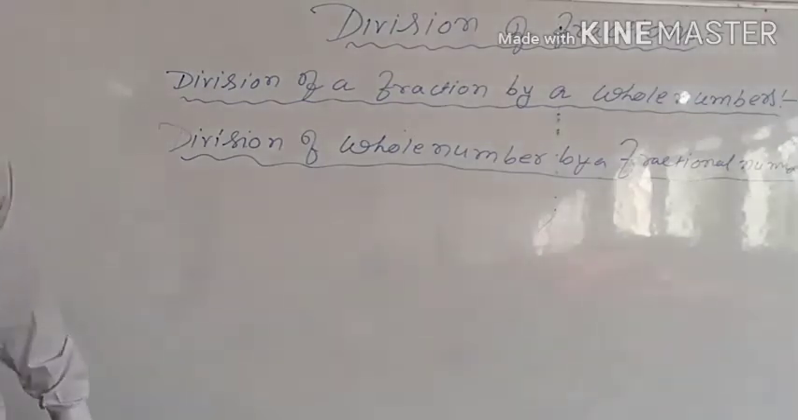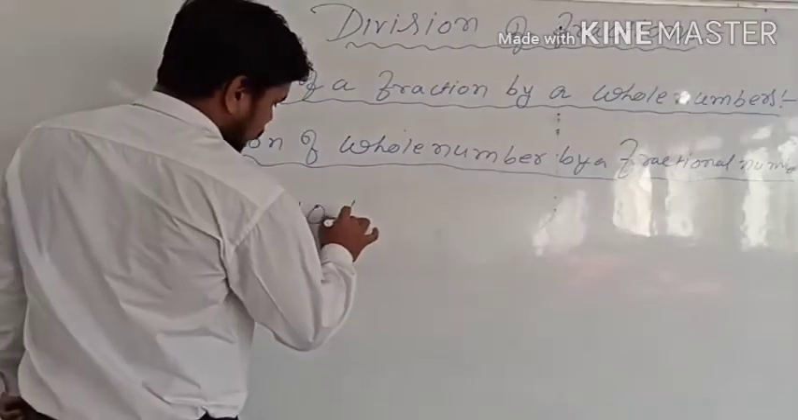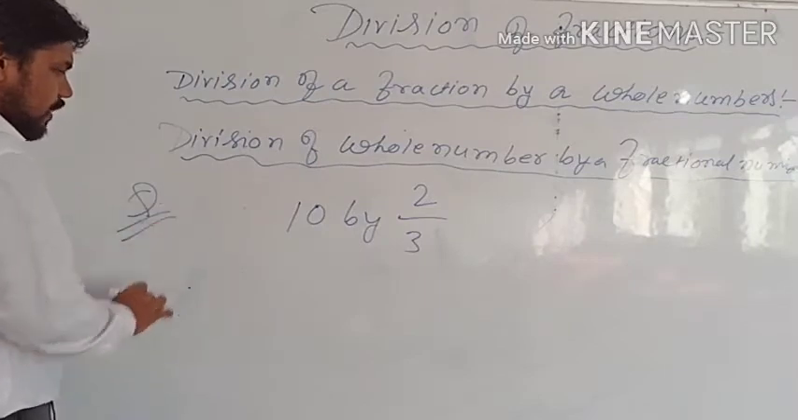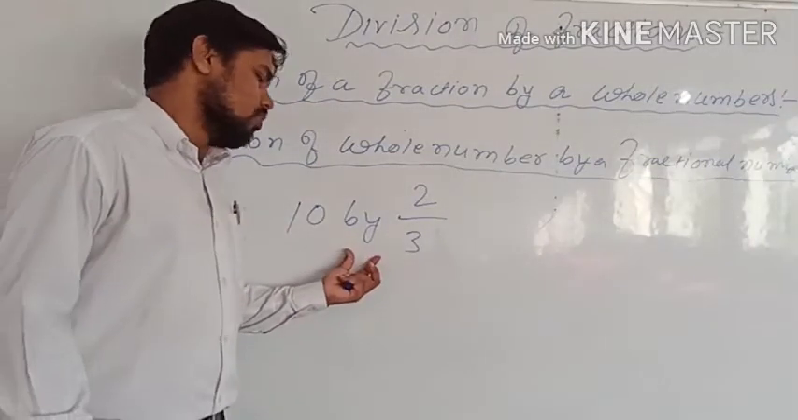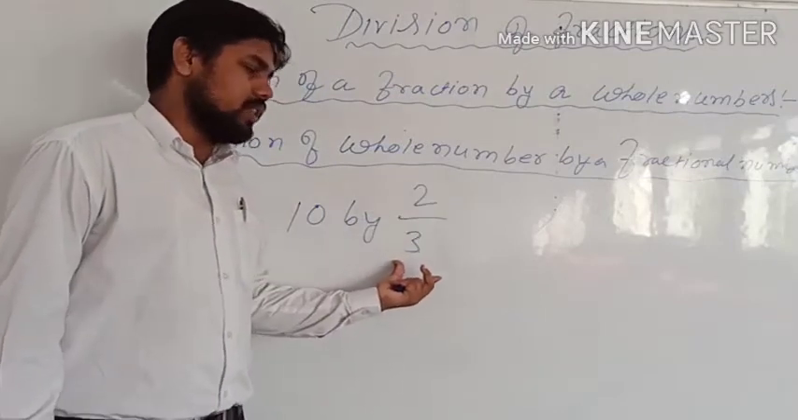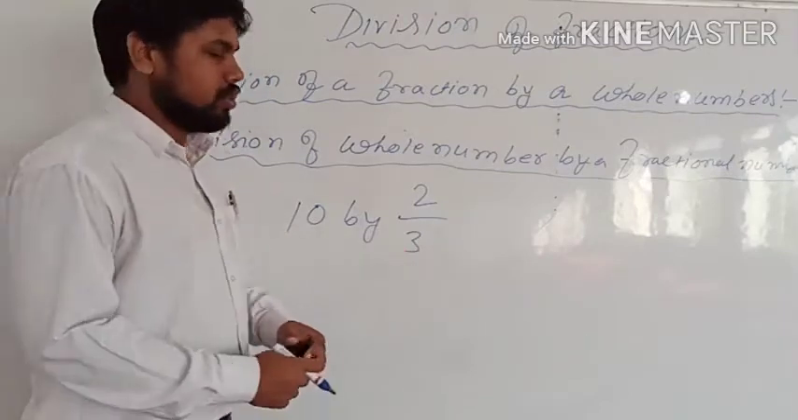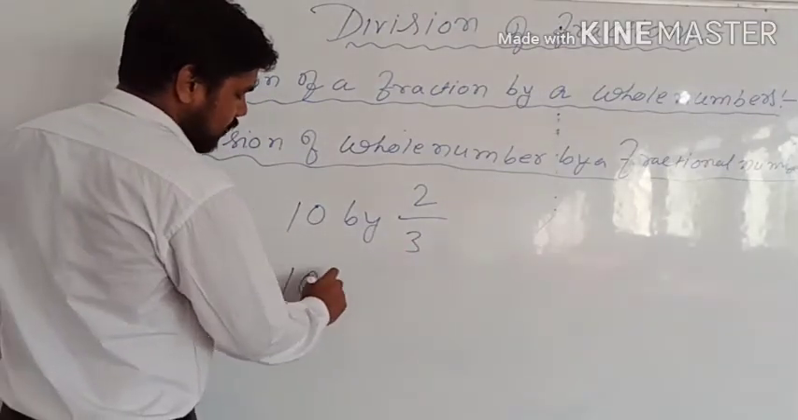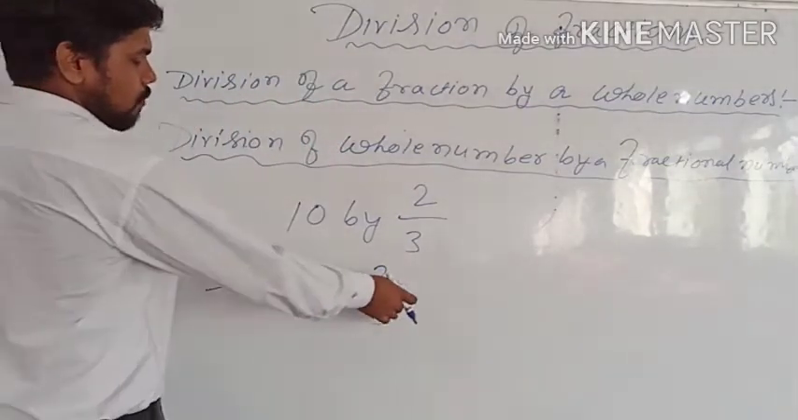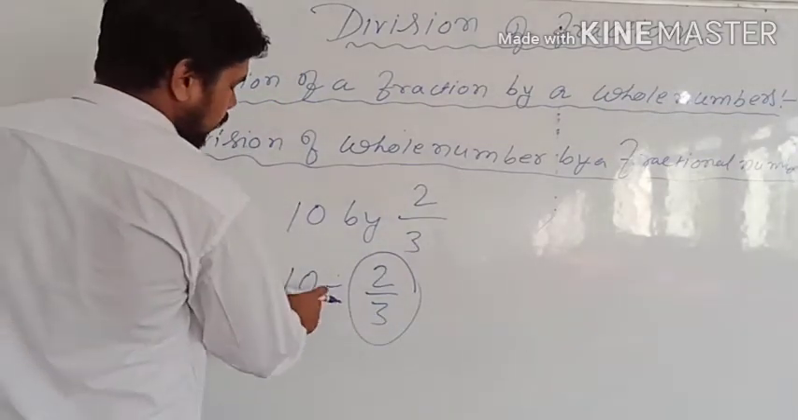Okay. Suppose here we can take 10 divided by 2 by 3. So 10 divided by 2 by 3. Suppose this is the question you want to divide. In this case also the same thing we will do. Either we will write the reciprocal of this or the reciprocal of this. Anyone's reciprocal. The reciprocal of this we will write, that will be better. So here we have 10 divided by 2 by 3. So here you have to change this. You have to write the reciprocal of this and you change the sign.